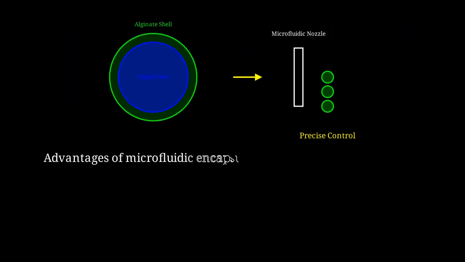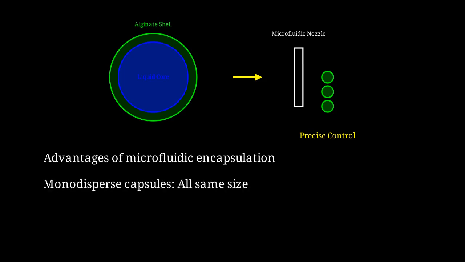What are the advantages of using microfluidics for this process? First, we get monodispersed capsules, where every sphere is exactly the same size. Second, we can precisely control the shell thickness. Third, we can create complex multilayer structures with different materials. Fourth, we achieve high encapsulation efficiency with minimal waste of valuable ingredients.